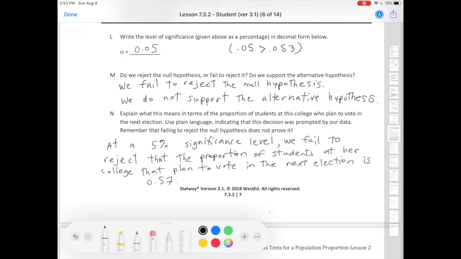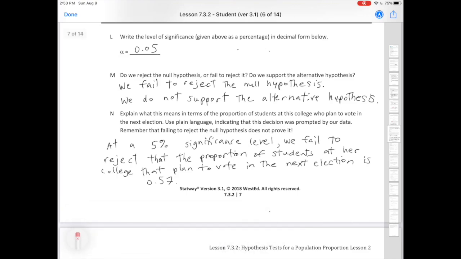I just realized that above I wrote something wrong, so let me fix that here. I said 0.05 was larger than 0.053. So, sorry, I wrote that inequality in the wrong order, so that should have said 0.053 is larger than 0.05, right? In other words, we got that the p-value was bigger than alpha, right? Okay, sorry, I wrote them in the wrong order. Okay, so this is how we write our answer.